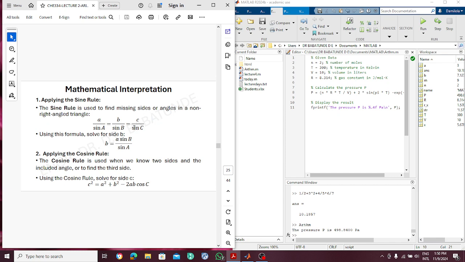So the sine rule is going to look like this. Side A divided by sine of angle A equals side B divided by sine of angle B, which is equal to side C divided by sine of angle C. Then we have the cosine formula that says side C squared is equal to side A squared plus side B squared minus 2AB cos angle C.